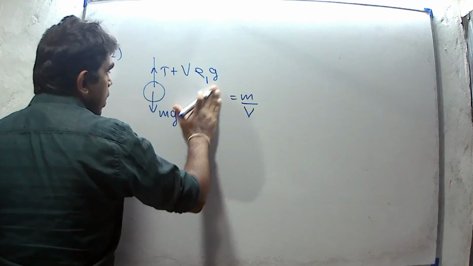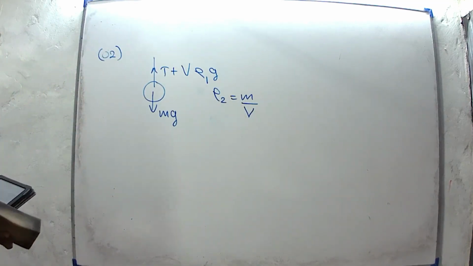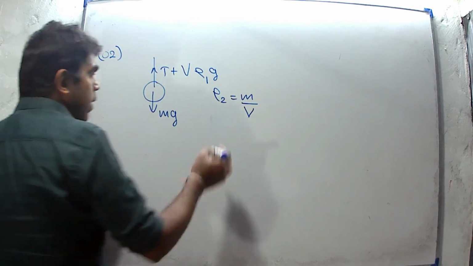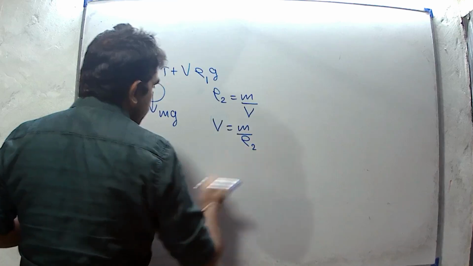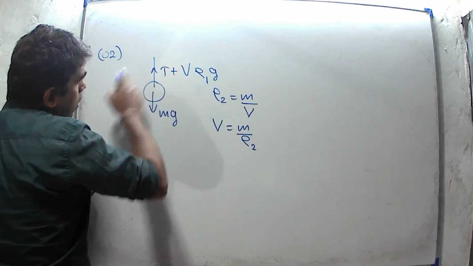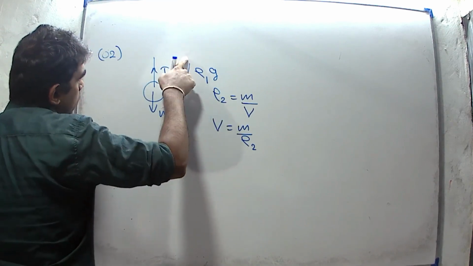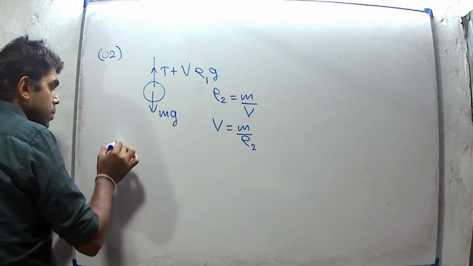I will use the density ρ2 given in the question. ρ2 equals mass divided by volume. Then we can make the volume the subject: mass divided by ρ2. Now we have to substitute the volume V. Then we can consider equilibrium.